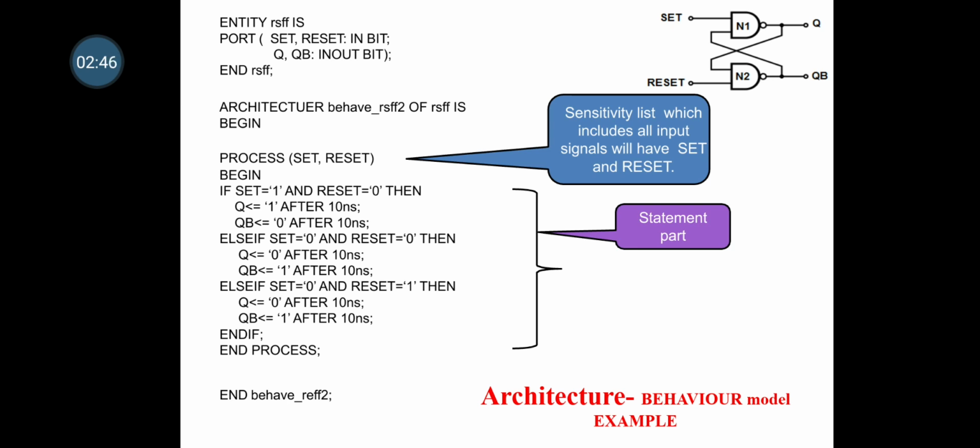Else if set is equal to 0 and reset is equal to 1, then Q is equal to 0 after 10 nanoseconds and QB is equal to 1 after 10 nanoseconds. Then end if. Once the statements are done, you have to use end if, because if you started with if, you have to end if, and then end process and end the architecture. This is how we write the VHDL program in behavioral model style.